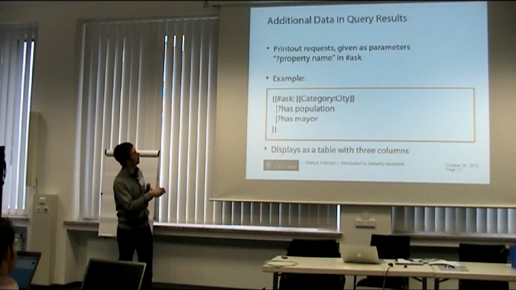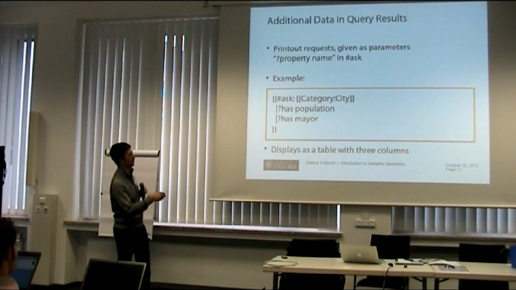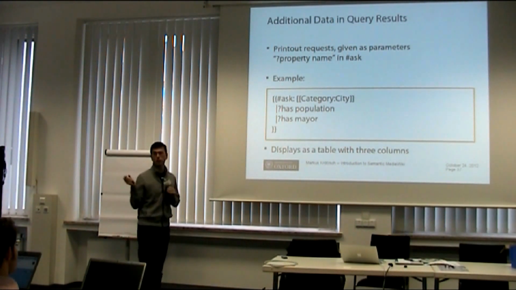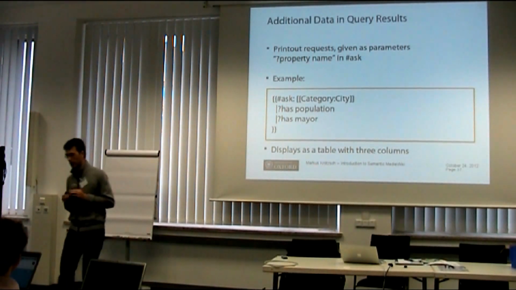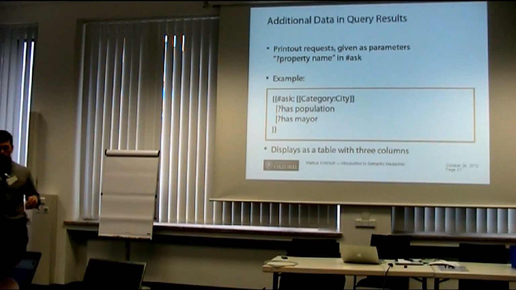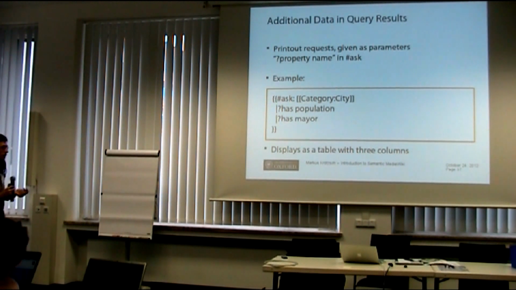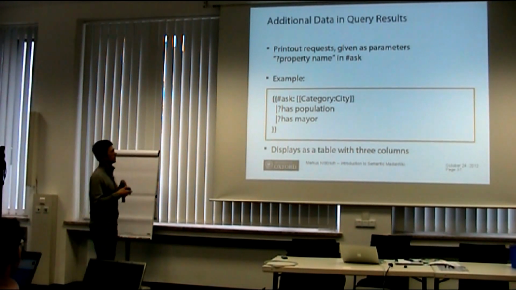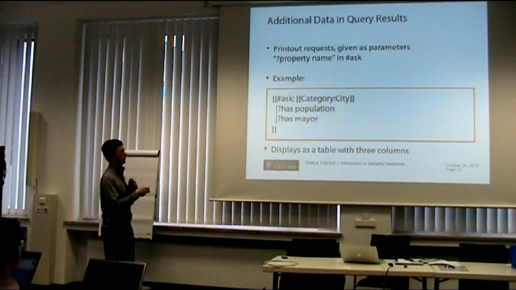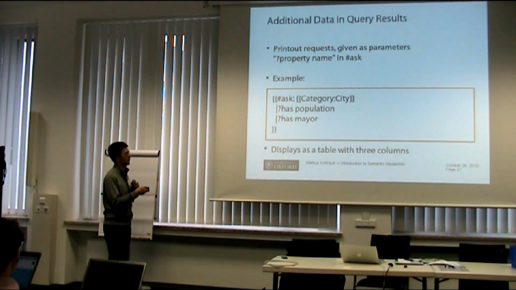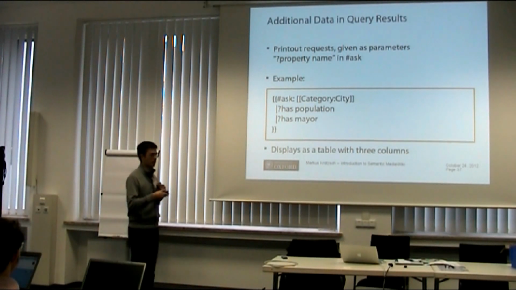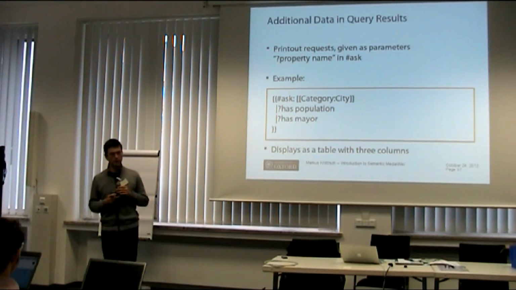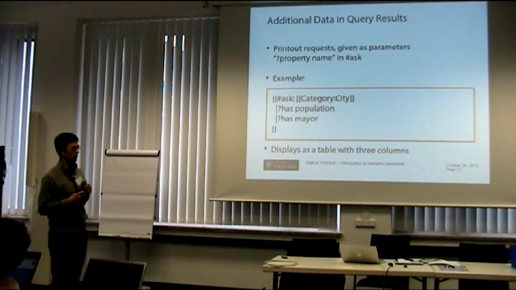Also, of course, I should point out that population could have many values. So if you are familiar with relational databases, this is not the same as doing a query in relational databases where you get tables back that have one entry per table cell. But this is something where, for example, if something has many population numbers for some reason or has many mayors, you would get all of them in this one cell. So it's more like a three-dimensional than like a two-dimensional table.